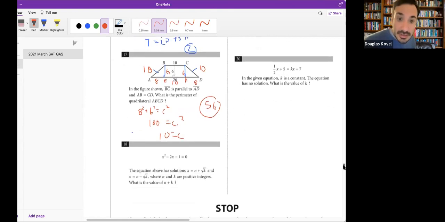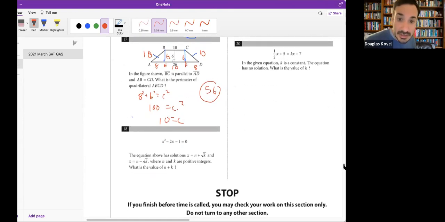All right, so 18 is going to be an example of a hard question that just requires a lot of algebra. Here we're given this quadratic equation, x squared minus 2x minus 1 equals 0. They tell us the equation above has solutions x equals n plus radical k and x equals n minus radical k, where n and k are positive integers. So we want to know the value of n plus k.